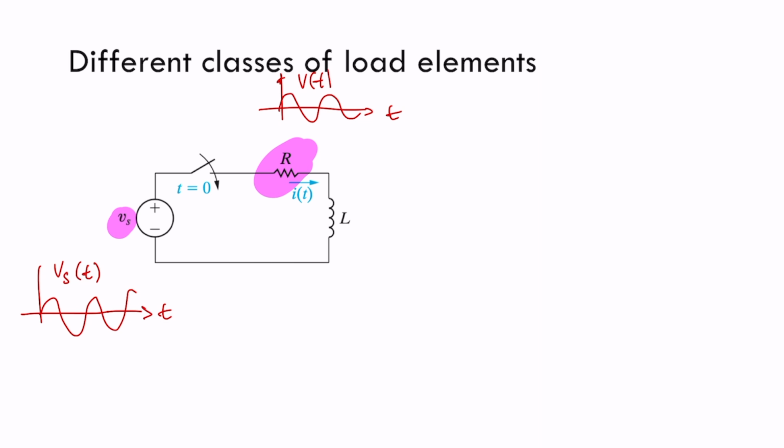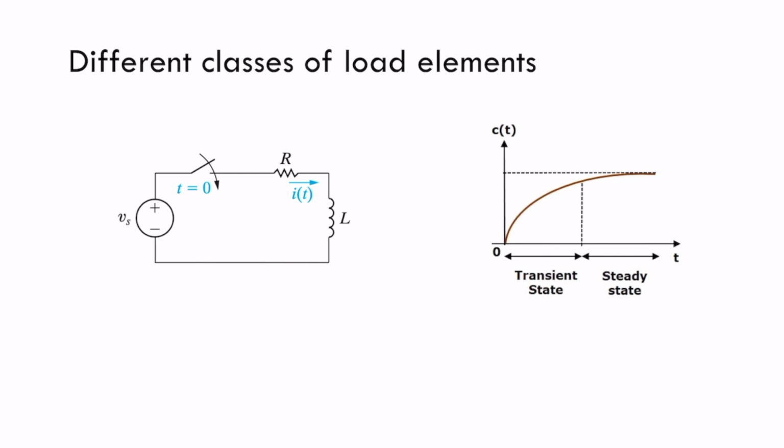The thing is, not all the elements are the same, and engineers have classified them into three main types of elements. Inductors, these spirals that I showed you before, have a very interesting behavior. Current and voltage also change from the moment that we close the switch. So there is a transient period, and then there is a steady state value.